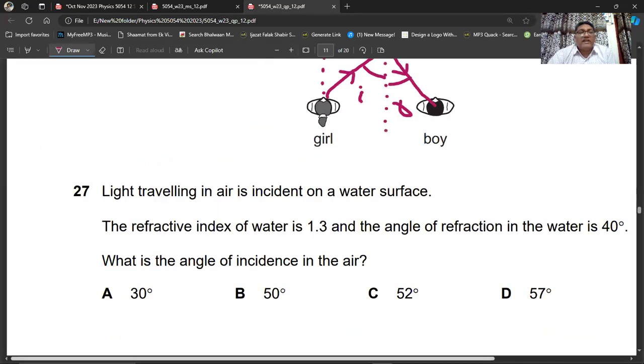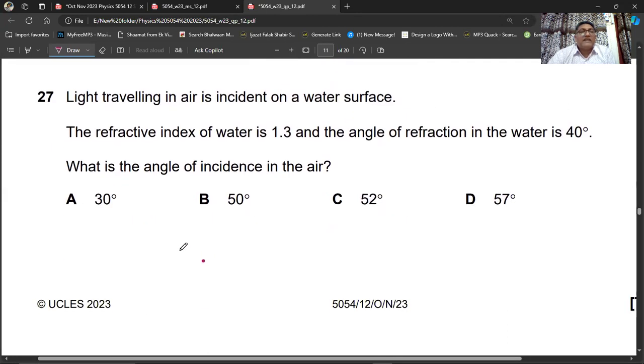Question number 27. He says light traveling in air is incident on a water surface. The refractive index of the water is 1.3 and the angle of refraction in the water is 40 degrees. What is the angle of incidence in the air? Because the light is entering from a rare medium into the dense medium, the refractive index will be n equals sine i divided by sine r.